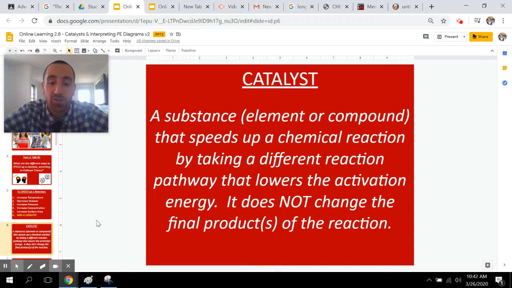It does not change the final products of the reaction. So a catalyst participates in the reaction, but it doesn't change the final product. So you still have the same reactants and the same products, okay? But the catalyst allows the reaction to take a different pathway that has lower energy to get to the final products. And we'll talk about what that means.